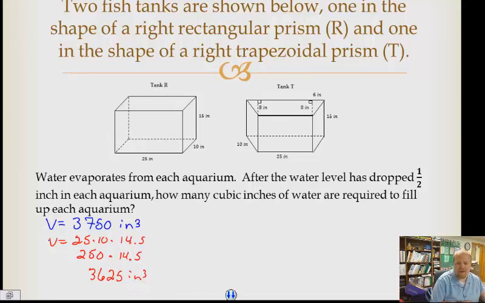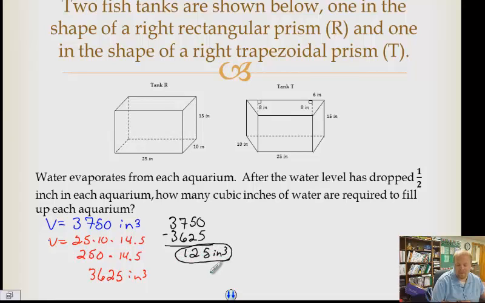Now it wants to know how much I'm going to need to fill that up, so I'm going to go 3,750. I'm going to subtract 3,625. When I do that, I'm going to get 125 cubic inches is needed to fill tank R.